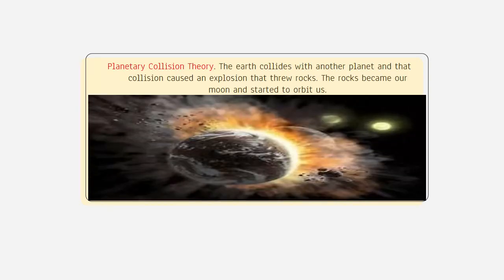Next, we have the planetary collision theory. The Earth collides with another planet, and that collision caused an explosion that threw up rocks. The rocks became our moon and started to orbit us. So this resulting explosion threw off rocks which formed our orbiting moon.